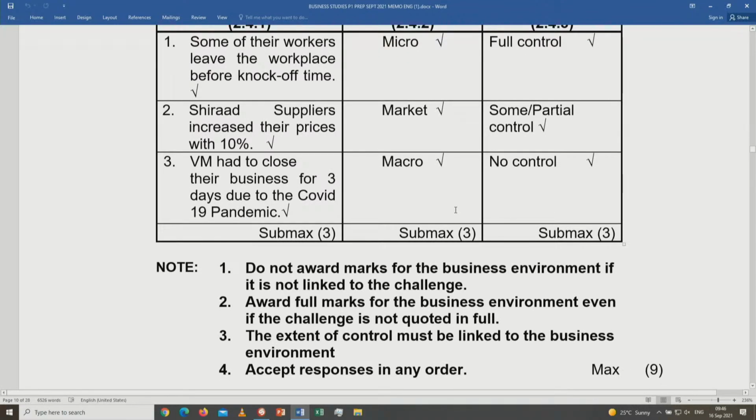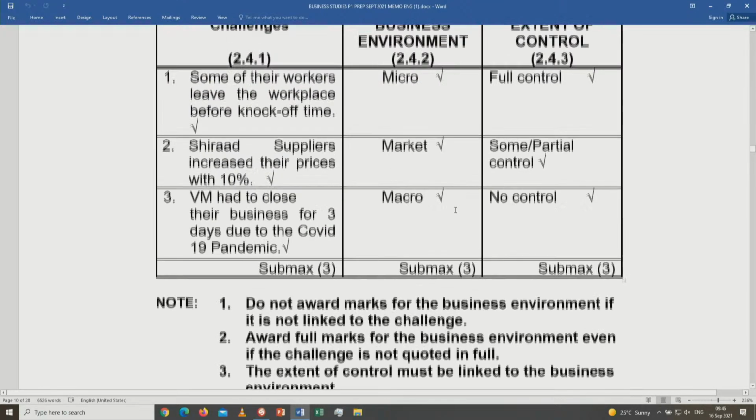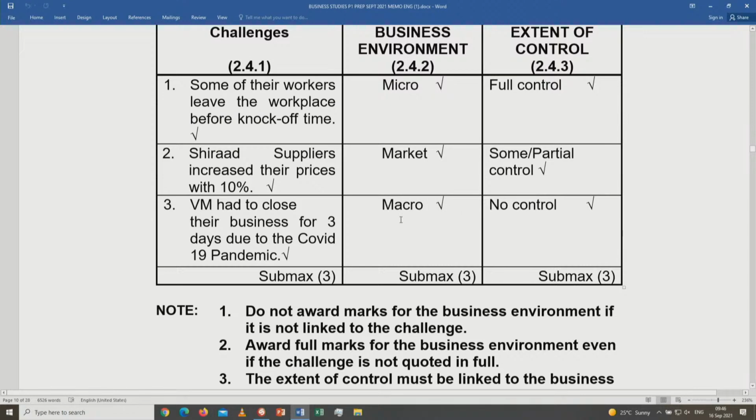So when you mark that, be careful, and then accept responses in any order. What does that mean? The learner may start with the second response. For example, she writes suppliers increased their prices by 10% as the first challenge. If you get what I mean, you still mark that right, and you also check whether the challenge is linked to the environment, and again the environment is linked to the extent of control. That is very, very important.